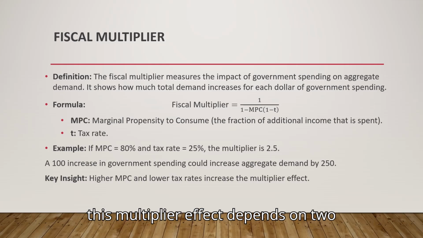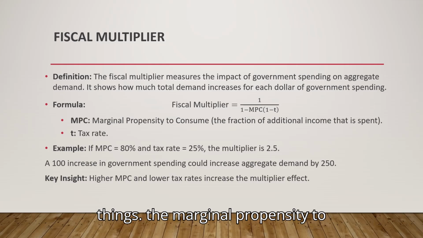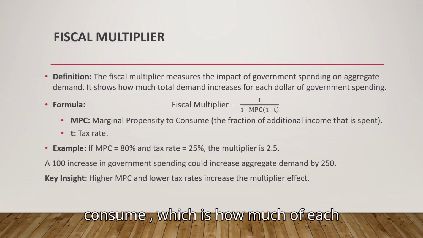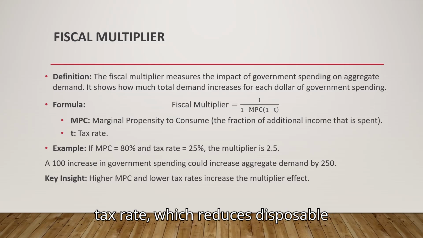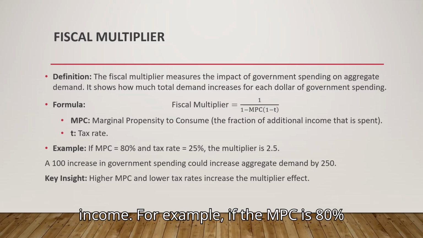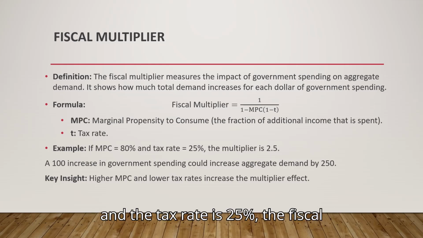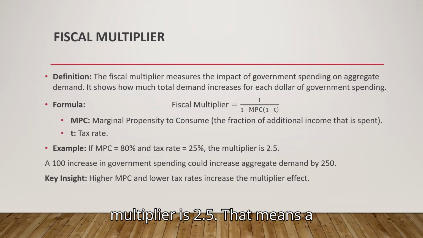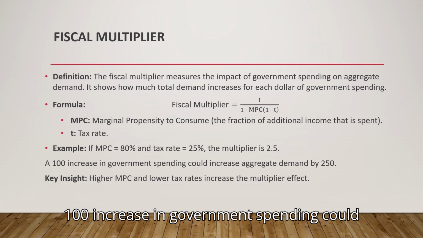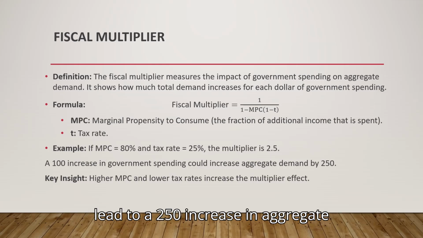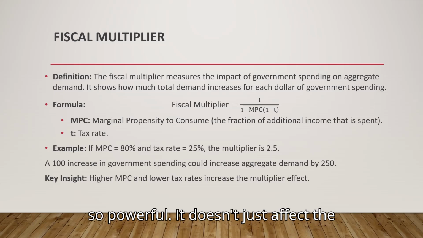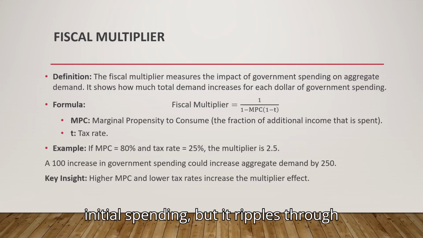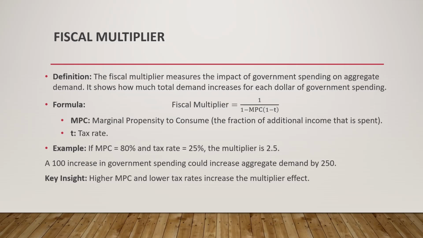The size of this multiplier effect depends on two things: the marginal propensity to consume, MPC, which is how much of each additional dollar people spend, and the tax rate, which reduces disposable income. For example, if the MPC is 80% and the tax rate is 25%, the fiscal multiplier is 2.5. That means a 100 increase in government spending could lead to a 250 increase in aggregate demand. This is why fiscal policy can be so powerful. It doesn't just affect the initial spending, but it ripples through the entire economy.